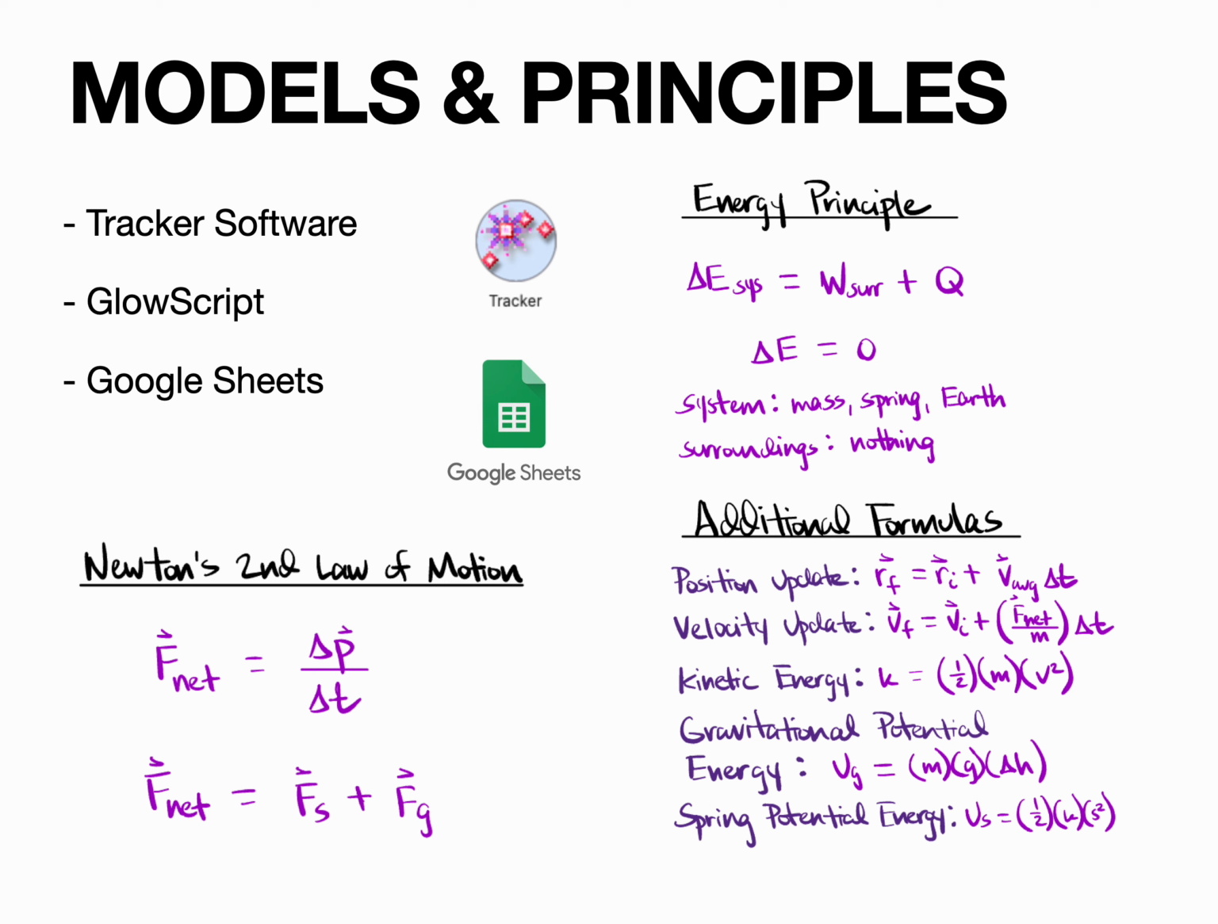Important models and principles for this lab: Tracker software was used, GlowScript was used, and Google Sheets. For principles, Newton's second law of motion, stating that net force is equal to change in p over change in t. Then the energy principle, in this case the change in energy is 0. The system is the mass, spring, and Earth, and then nothing in the surroundings. Some additional relevant formulas: position update formula, velocity update formula, kinetic energy, gravitational potential energy, and spring potential energy.